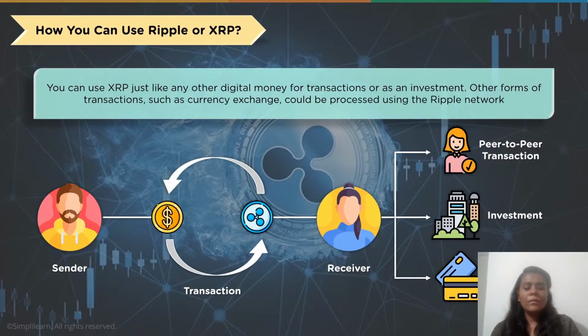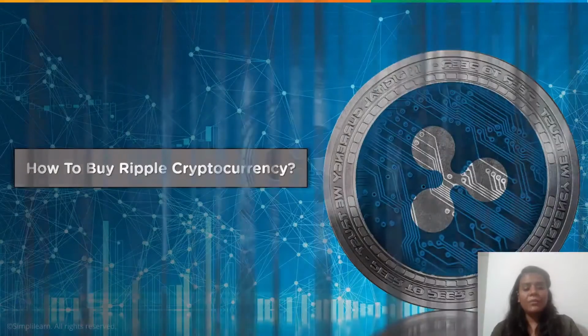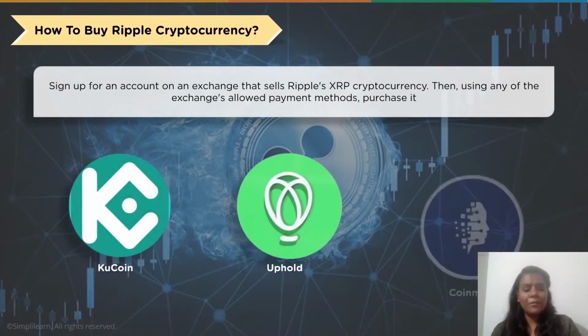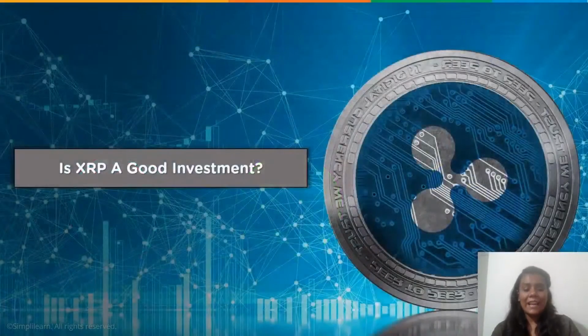So now that we know everything about Ripple, let's explore how we can actually buy Ripple. All you need to do is sign up for an account on an exchange that sells Ripple's XRP cryptocurrency, and then buy it using any of the exchange's allowed payment methods. Here are a few places where you can get XRP: KuCoin, Uphold, and CoinMama. Now the question is, is Ripple a good investment?